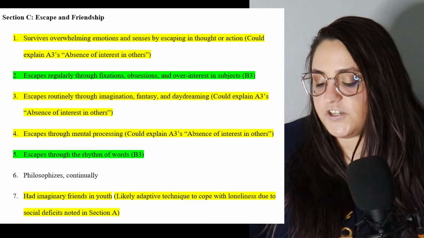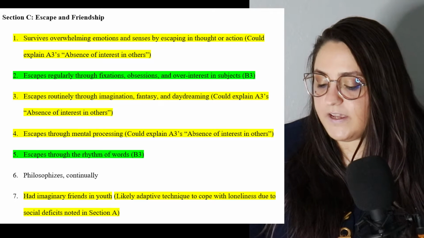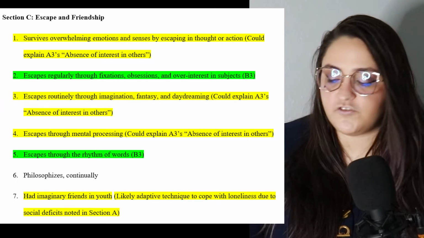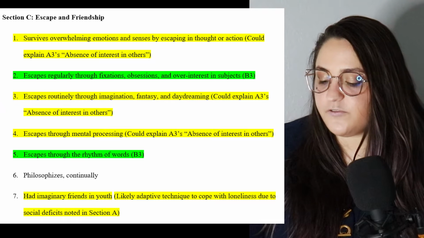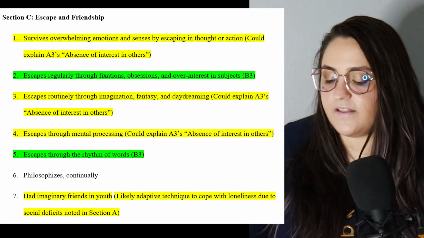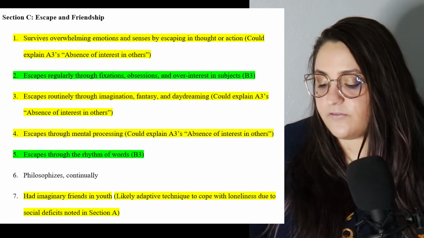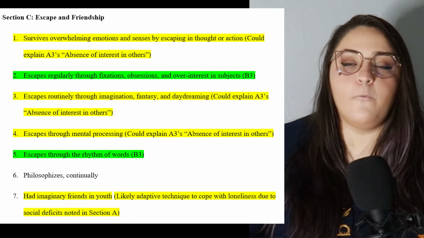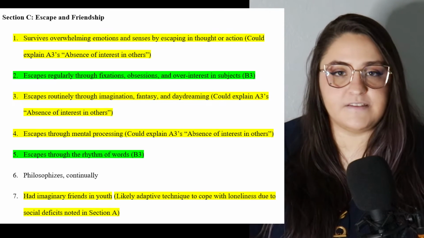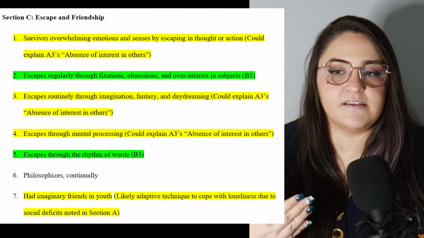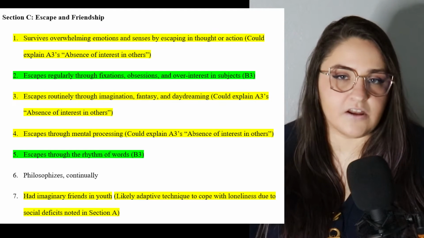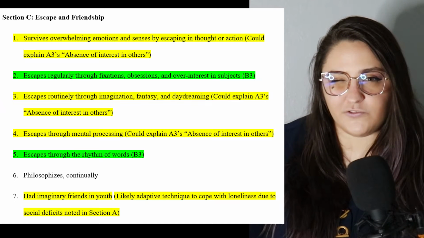Escapes routinely through imagination, fantasy, and daydreaming. This one I marked yellow because I feel that it could explain A3's absence of interest in others. Escapes through mental processing. I feel that that one could explain A3's absence of interest in others as well. So these are things like, we might escape through these things, but on the outside, someone might see a blank stare or not really interested in playing with others, etc. So again, that's kind of yellow's role in this.